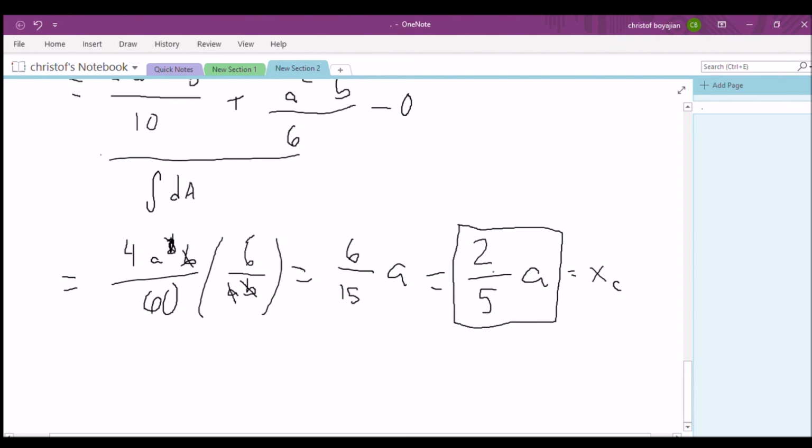That is the first part of our video. In the next video, we're going to solve for the y-coordinate of our centroid. So hope you stay tuned and watch that one.